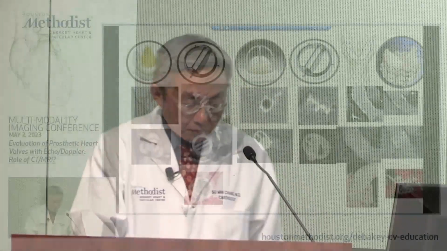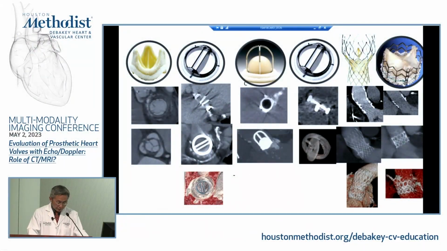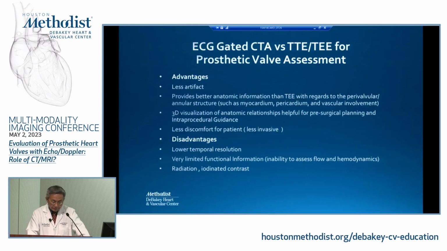So again, this is a general view of how the prosthetic valves that we commonly encounter currently look in CT. As you can see, it's very different, and you kind of have to get used to this. And hopefully you can have the type of surgical valve from the operating report, which always helps.